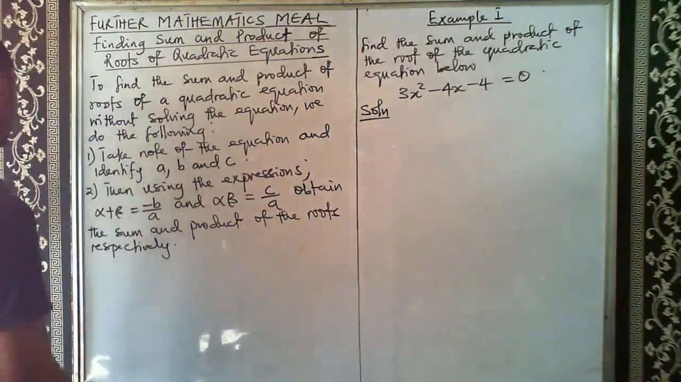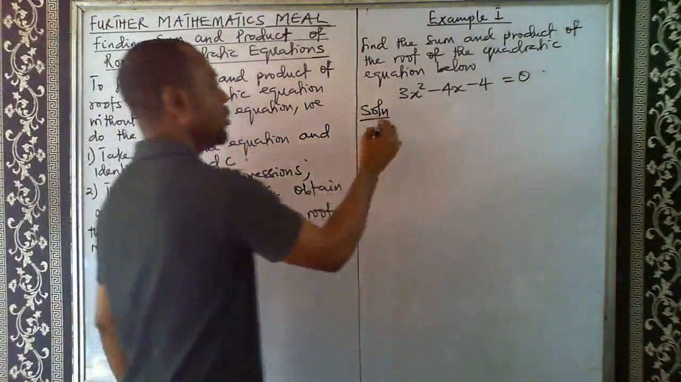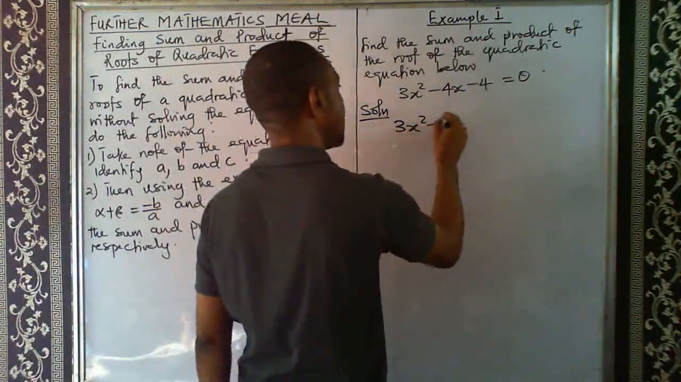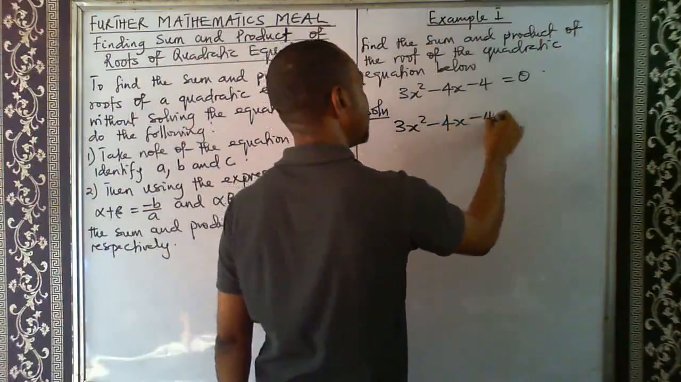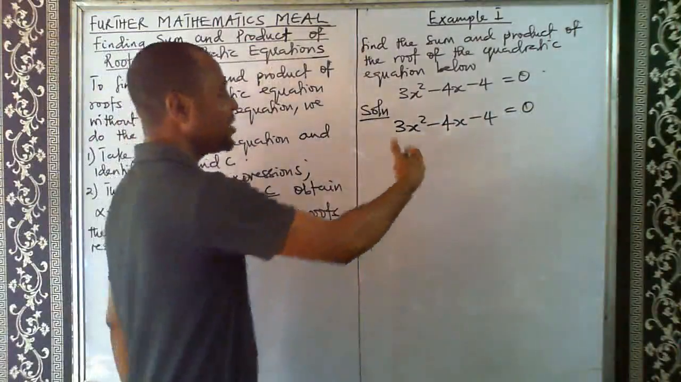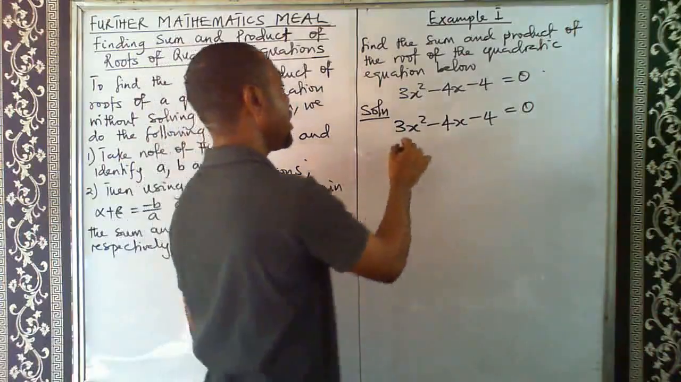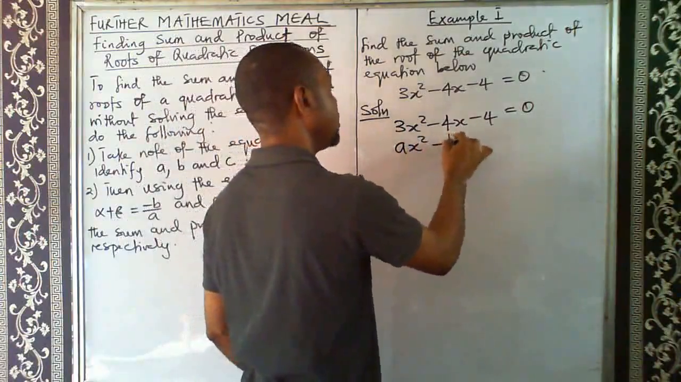Okay, what's the first thing? Take note of the equation and identify A, B, and C. So let's note this equation: 3x squared minus 4x minus 4 is equal to 0. That's what we have. So we are asked to identify A, B, and C. You remember the general form of a quadratic equation?